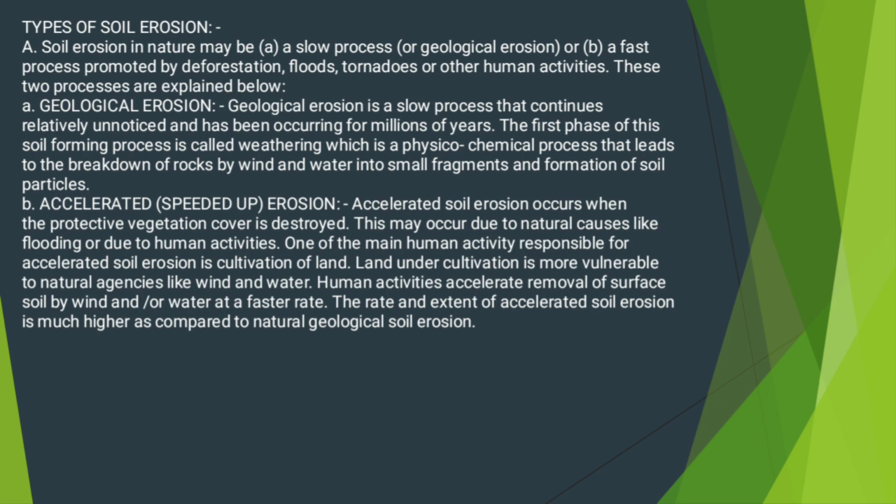About geological erosion: it is a slow process that continues relatively unnoticed and has been occurring for millions of years. The first phase of the soil forming process is called weathering, which is a physio-chemical process that leads to the breakdown of rocks by wind and water into small fragments. We have accelerated erosion. This occurs when the protective vegetative cover is destroyed. This may occur due to natural causes like flooding or due to human activities.